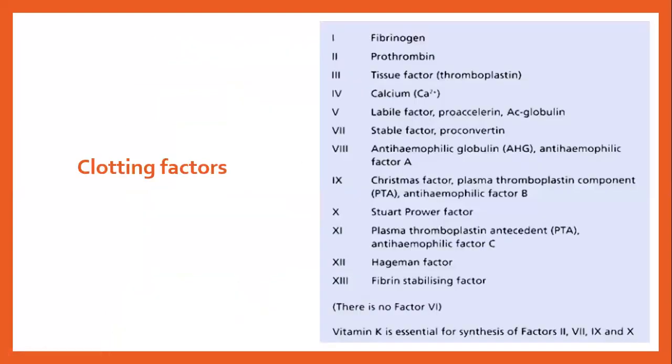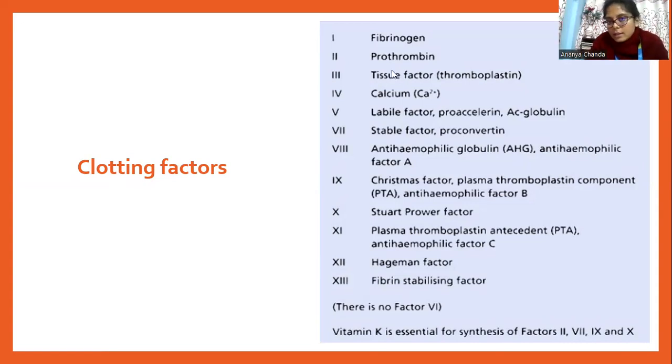Then come the clotting factors. There are several clotting factors, that is fibrinogen, prothrombin, tissue factor. These clotting factors are denoted in Roman numerals. Factor 1 is fibrinogen. Factor 2 is prothrombin. Factor 3 is tissue factor or thromboplastin. Factor 4 is calcium. Factor 5 is known as labile factor or proaccelerin or AC globulin.